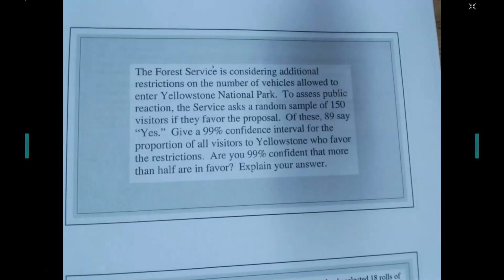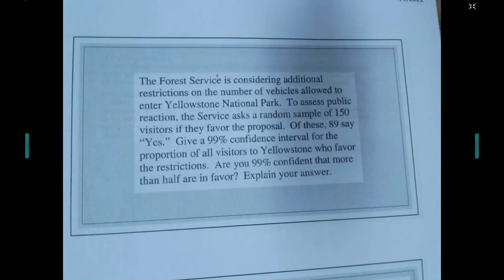So let's look at this first one. The Forest Service is considering additional restrictions on the number of vehicles allowed to enter Yellowstone National Park. To assess public reaction, the service asked a random sample of 150 visitors if they favor the proposal. Of these, 89 say yes. Give a 99% confidence interval for the proportion of all visitors to Yellowstone who favor the restrictions. And then, after you find that, are you 99% confident that more than half are in favor? Explain your answer. All right, go ahead and pause this. Try working this out. And then when you're ready, unpause and I'll go over the answer.